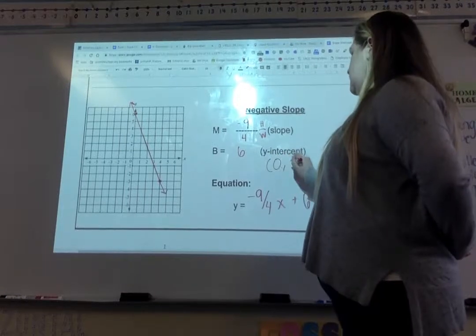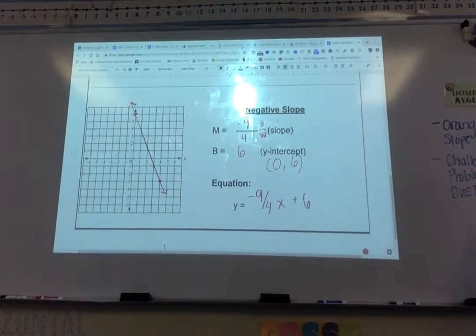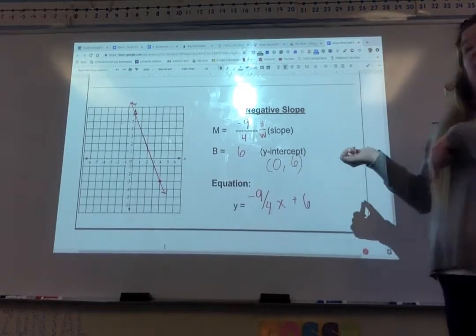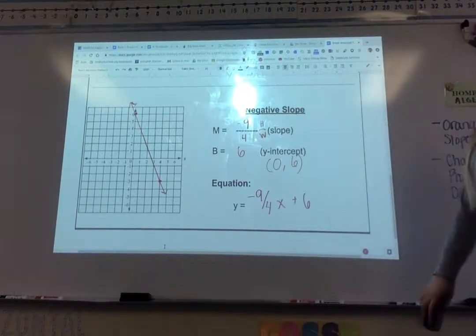Again, our y-intercept is (0, 6). So you're going to be using this process on your homework, okay? So this concludes our notes for today.